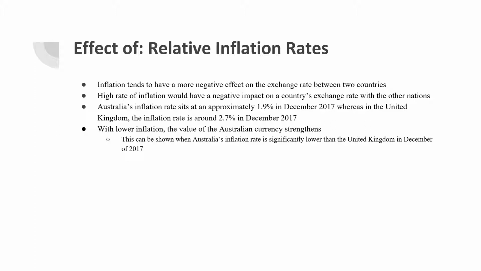Now, we will talk about how relative inflation rates affect the value of a currency. Overall, a higher inflation rate tends to have a negative impact on the exchange rate. According to the RBA, Australia's inflation rate is approximately 1.9% in December of 2017, which is significantly lower than the inflation rate of the United Kingdom, which sits at around 2.7% in December of 2017. A lower rate of inflation leads to the strengthening of the value of the currency. This can be shown when Australia's inflation rate is lower than the United Kingdom in December of 2017. Therefore, the Australian dollar strengthens against the British pound.